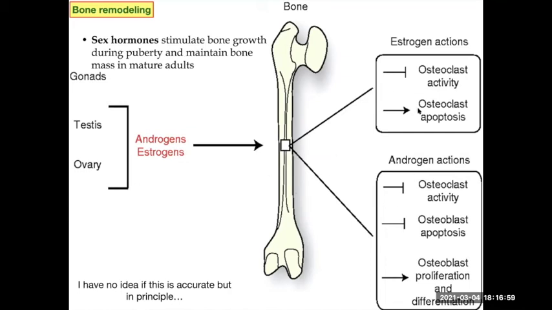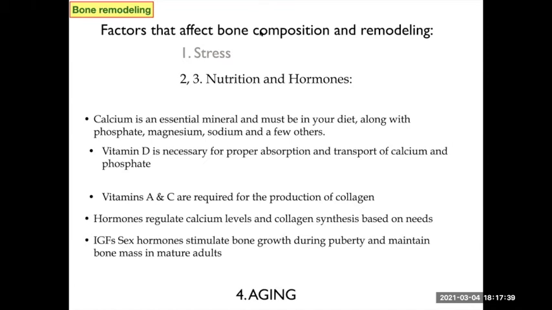They might do it in various ways. They might inhibit osteoclast activity, so less bone is broken down. They might promote the death of osteoclasts. That's what this is called right here. Less bone breaking down. Or they might promote osteoblast growth and differentiation and activity. Or they might stop the cells from dying. So all those are leading to overall bone growth: testosterone, estrogens. So stress, nutrition, and hormones are all big factors in maintaining your bone composition.